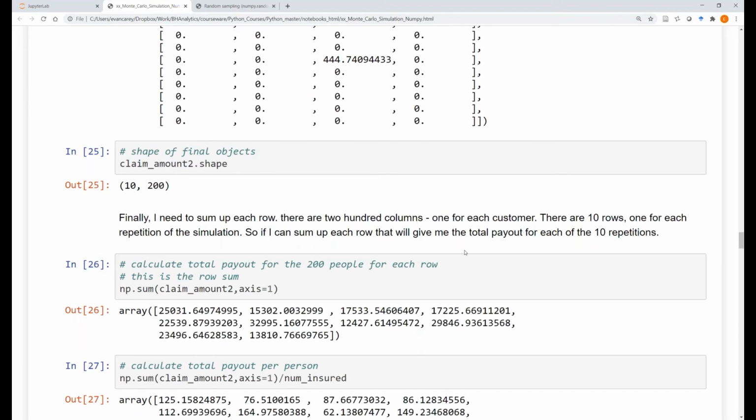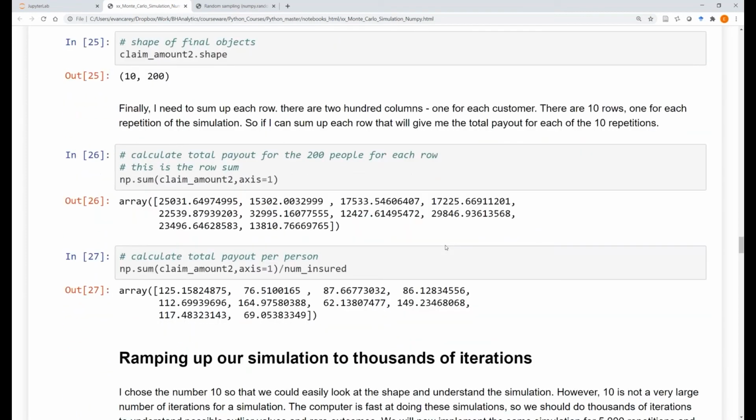All right, the final piece of this, and since we're using a single data object, we can just sum it up by row. So if each row is one simulation of 200 people, the sum of each row is going to be our total costs for those 200 people for that simulation. So there's 200 columns, one for each customer. There's 10 rows, one for each repetition of our simulation.